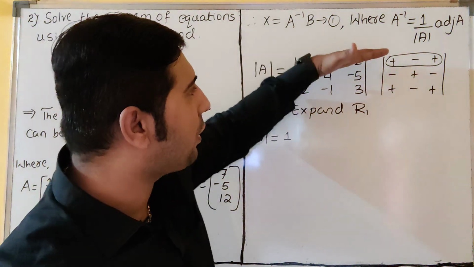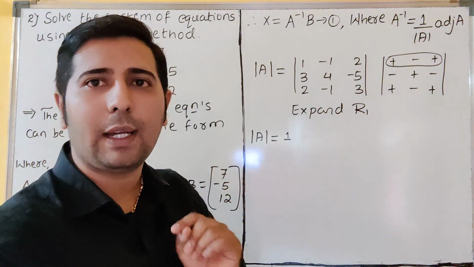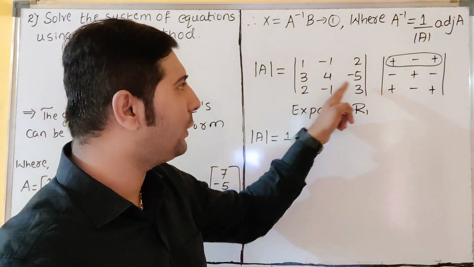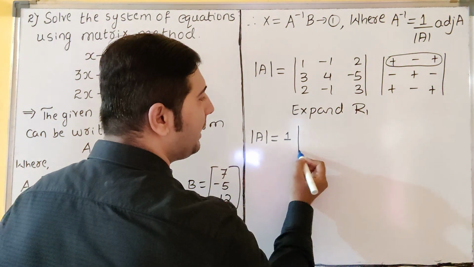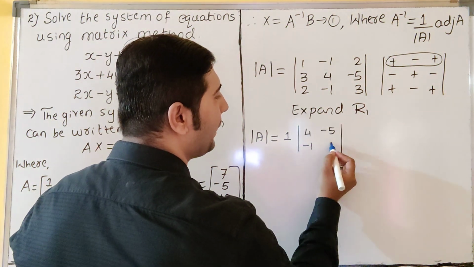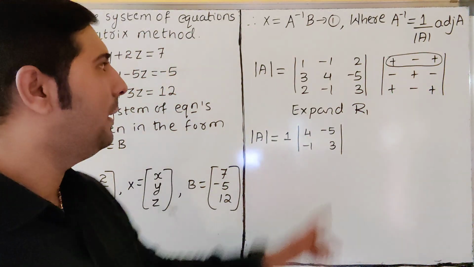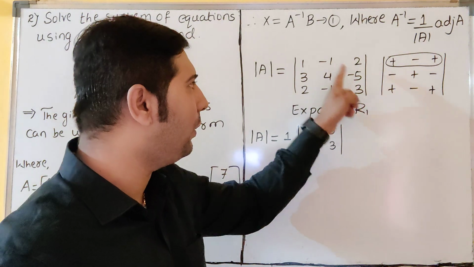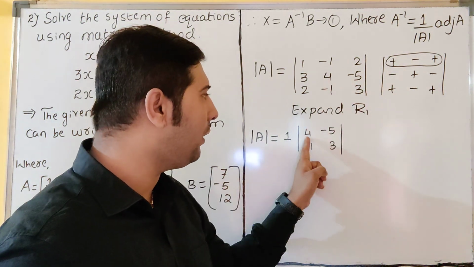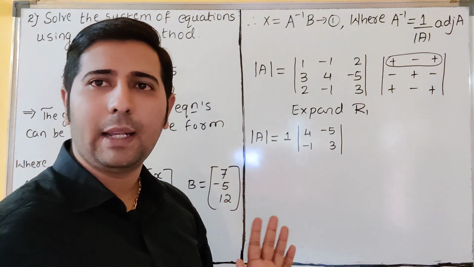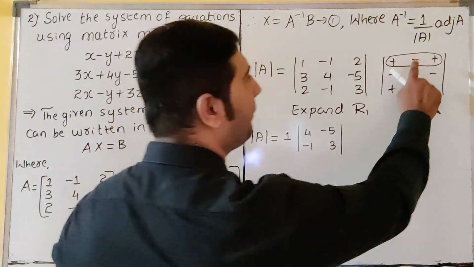If you leave the first row and first column, what are you left with? You have to write it in a determinant: 4, minus 5, minus 1, 3. Clear? 1 is in the first row, first column, so you leave them, and you are left with this much only. 4, minus 5, minus 1, 3. Written? Clear everyone? Now see next.